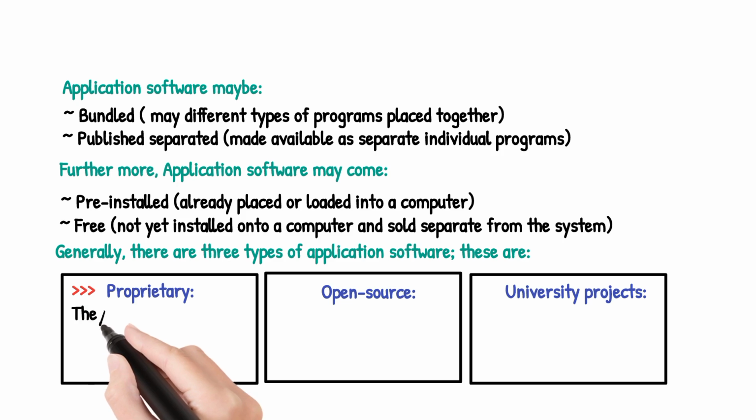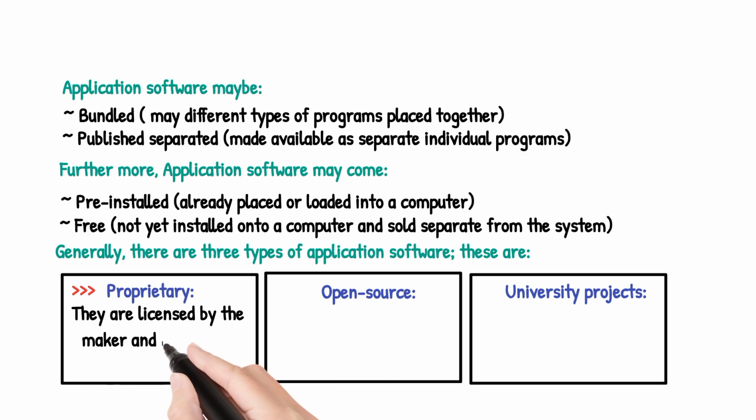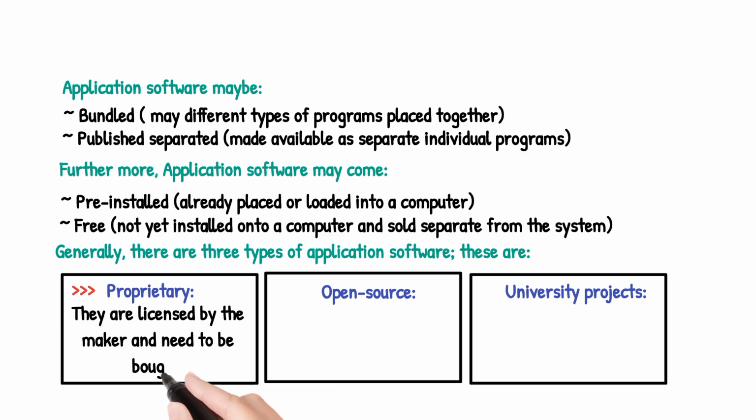So the proprietary application software, these are licensed by the maker and need to be bought. Very little changes can be made to them. Most often, they need a password called the product key to activate them and be able to use them.